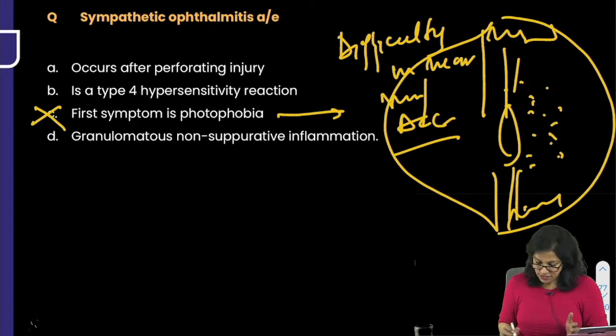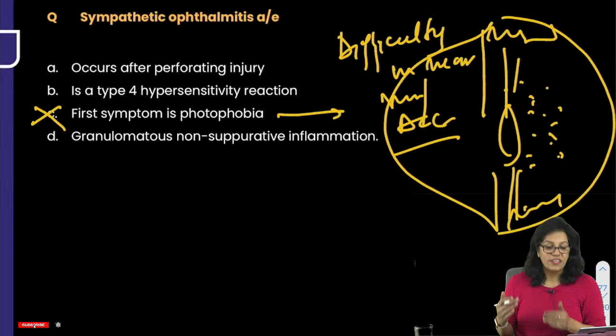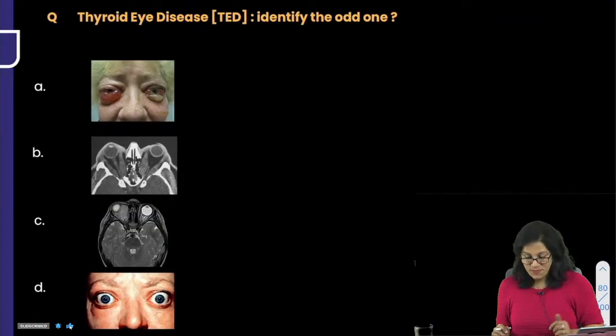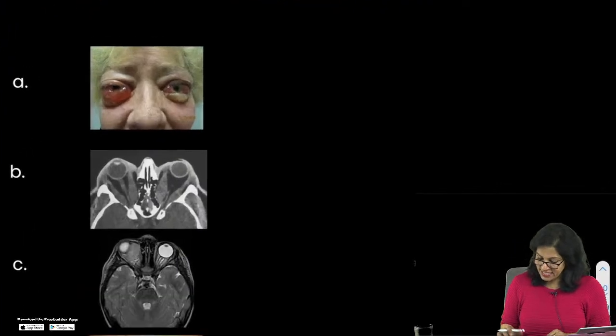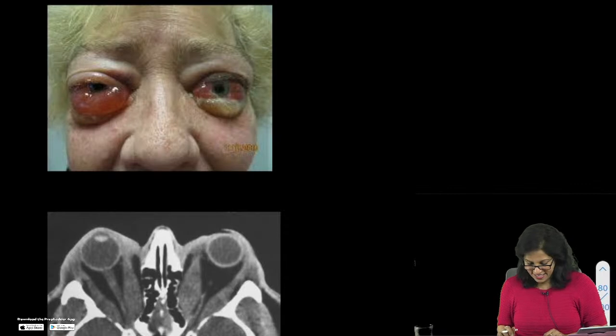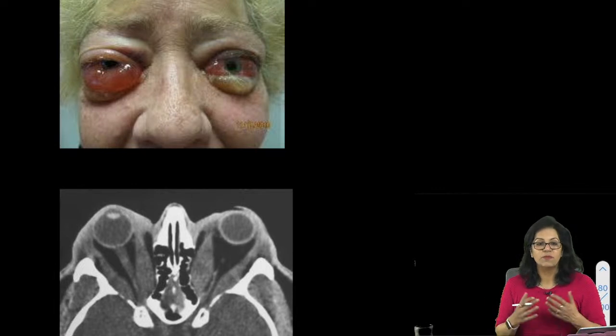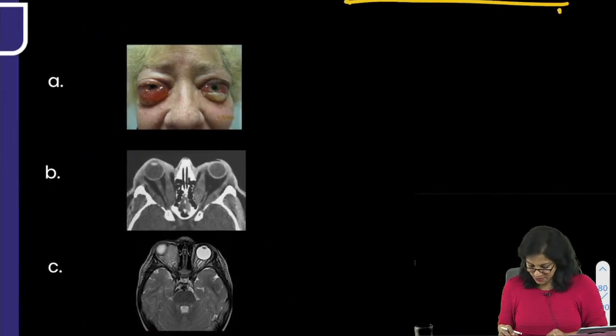Right, rest all the things are correct. So this is the answer. That was a very quick revision for sympathetic ophthalmitis. Come to this question now. Thyroid eye disease, identify the odd one. It is an image question. What do you see here? Of course, I see a lot of chemosis, periocular swelling, proptosis, very much a possibility.